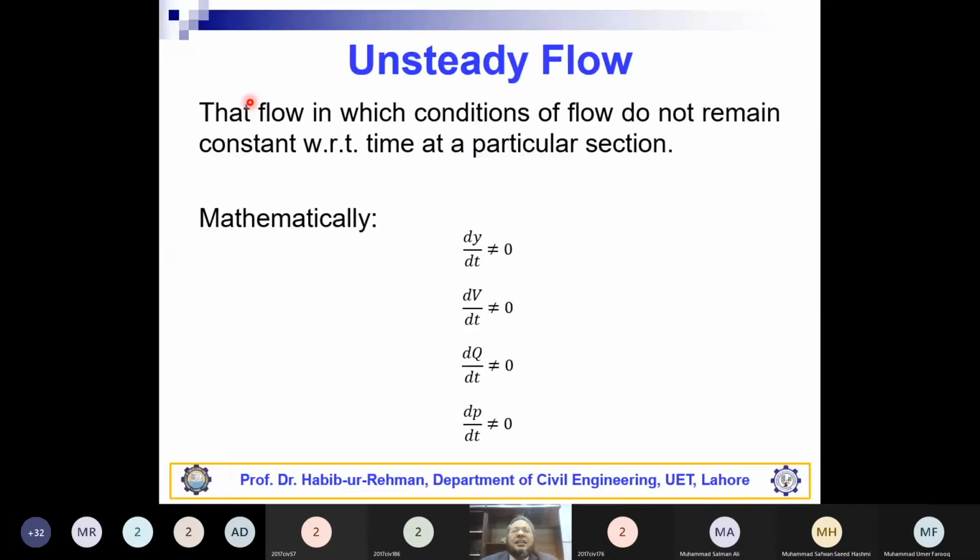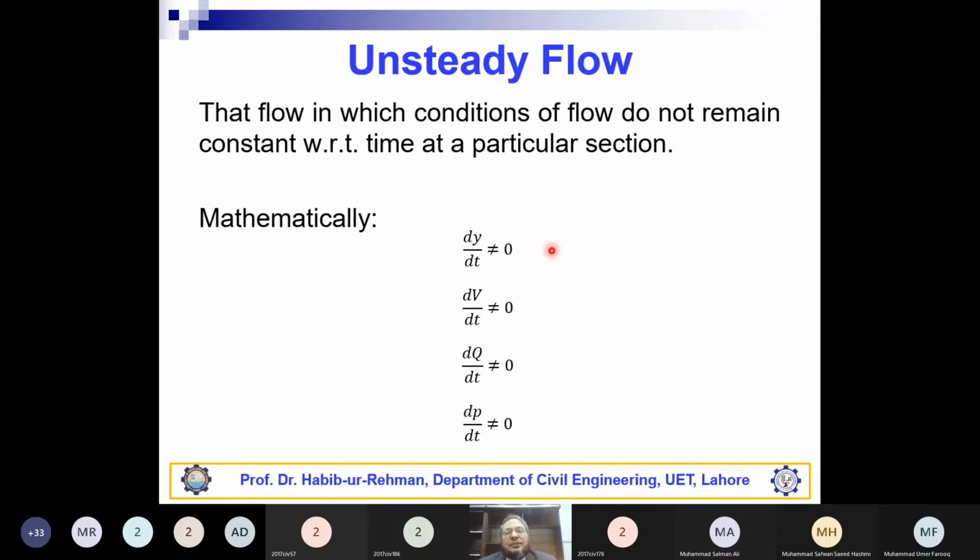Let us start with the very basic definition of unsteady flow, which I think we already know very well. It is a type of flow in which flow parameters or conditions of flow do not remain constant with respect to time at a particular section of the conduit. That flow is unsteady flow. So mathematically, how can we define unsteady flow by these expressions?